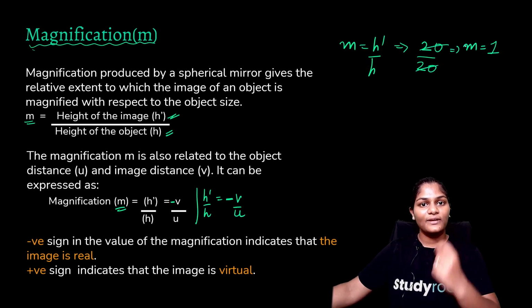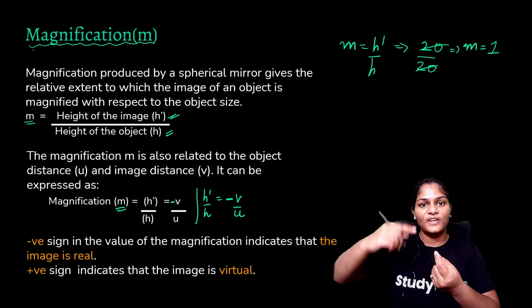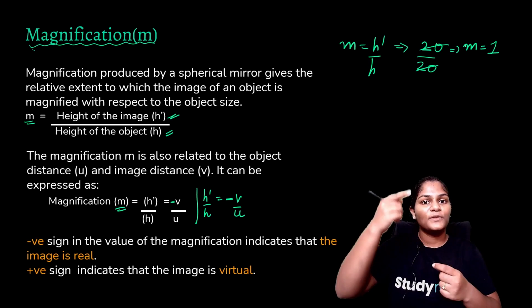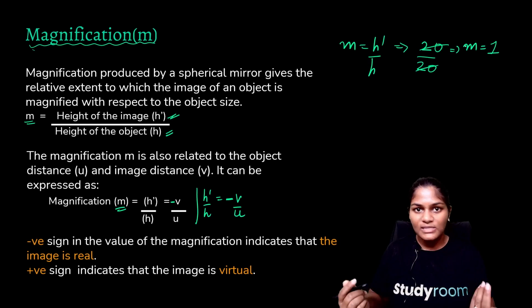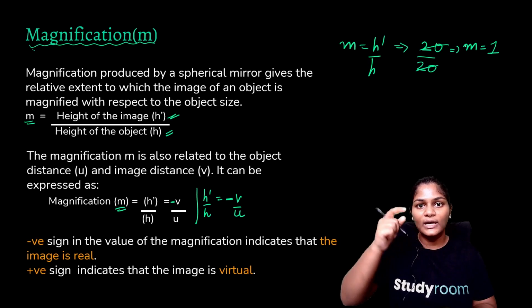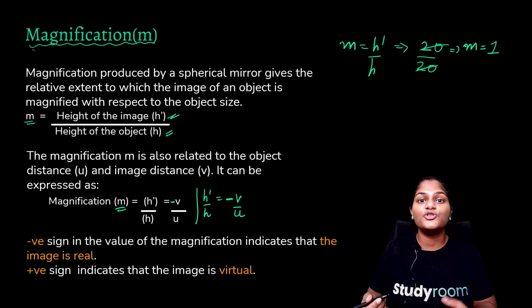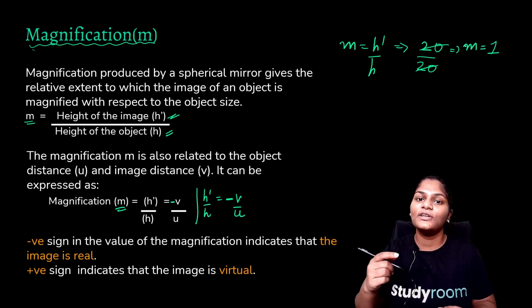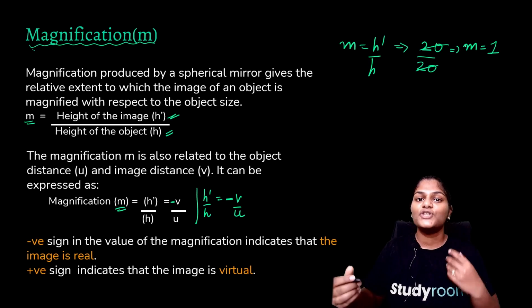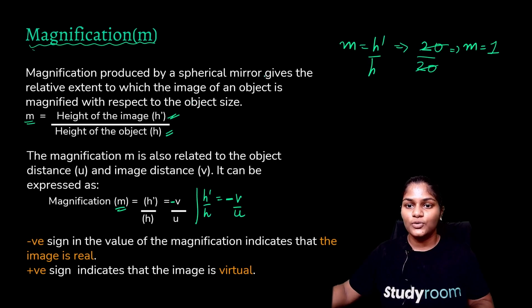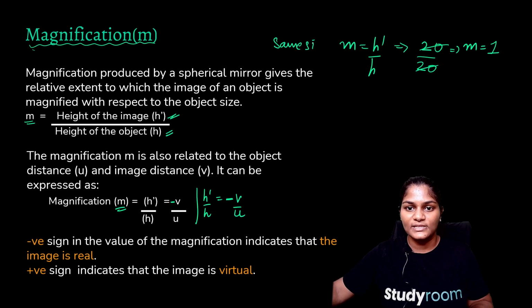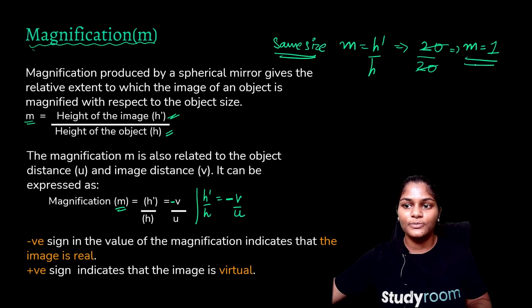So whenever your magnification is 1, when is a fraction's value 1? When the numerator and denominator are the same. Simple. So the number in the numerator and the number in the denominator are the same, which means the height of the object and the height of the image is the same, right? So for the same size, M comes out to be 1.